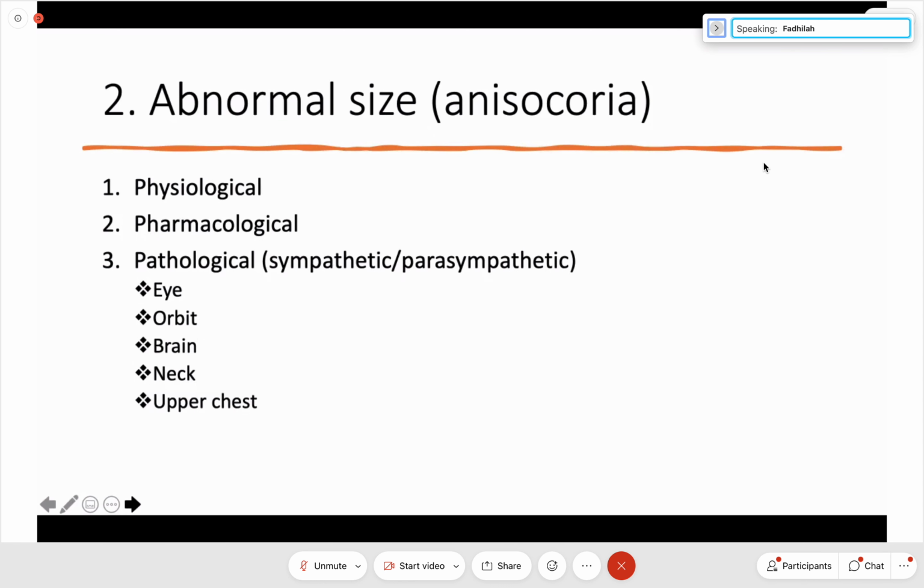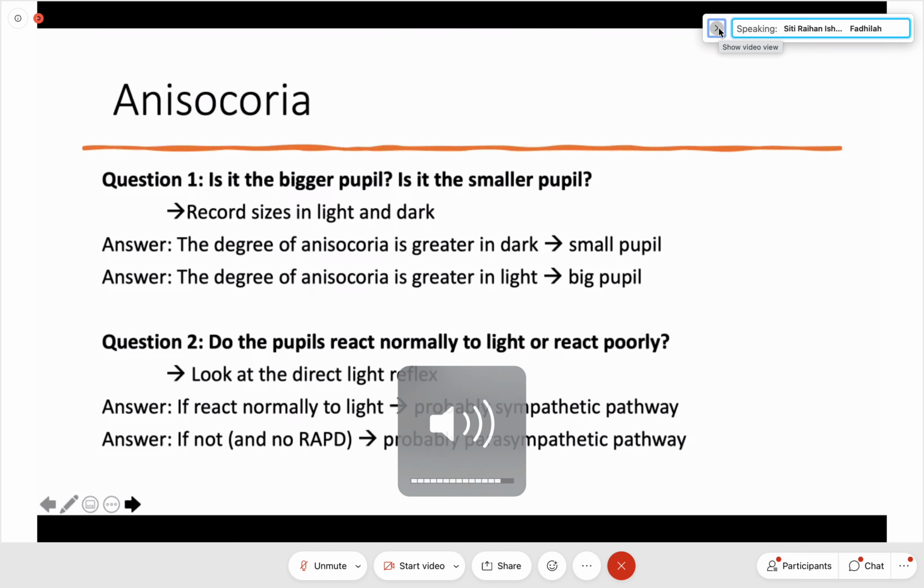Now, the second type of abnormality is abnormal size, anisocoria. Anisocoria can be physiological, or pharmacological. If you dilate one pupil, you will see one pupil is big and the other one is normal. And thirdly is pathology. This can be because of pathology of the sympathetic or parasympathetic nervous system. When talking about pathological anisocoria, the lesions can be in the eye, the orbit, the neck, or the upper chest.